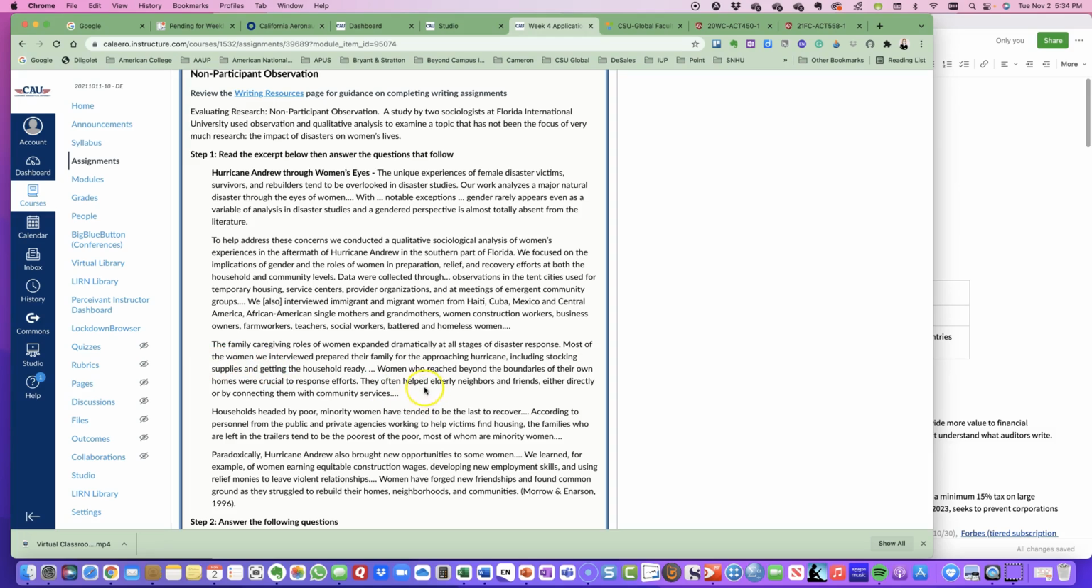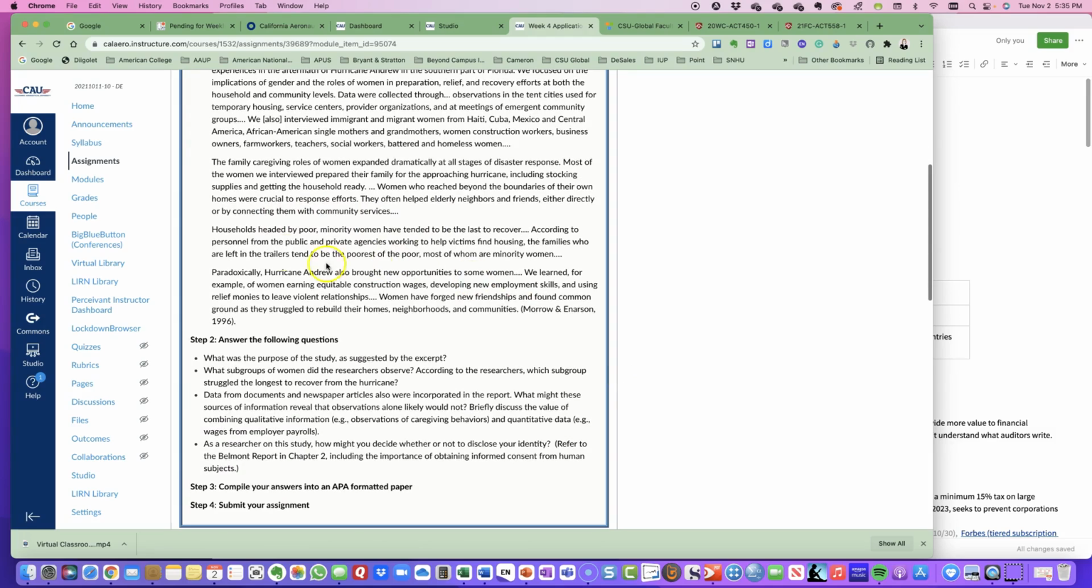Most of the women that they interviewed prepared their family for the approaching hurricane, including stocking supplies and getting the household ready. Women who reached beyond the boundaries of their own homes were crucial to response efforts. So they often helped elderly neighbors and friends, either directly or by connecting these needy people with community services.